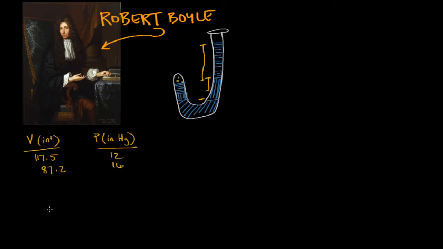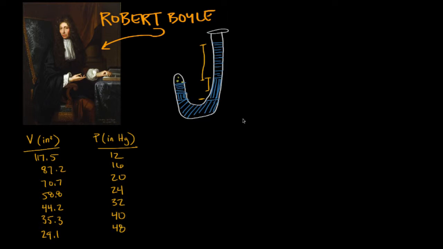And as he continued to fill it, he got a volume of 70.7 with a pressure of 20 inches, and continued for a volume of 58.8 and a pressure of 24 inches, and continued and got 44.2 and 32. And as he kept going, he got 35.3 cubic inches and 40 inches of mercury. And then the last value was a volume of 29.1 cubic inches that he had compressed it down to, and 48 inches of mercury for the pressure.